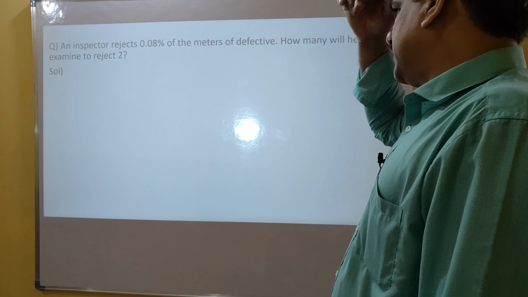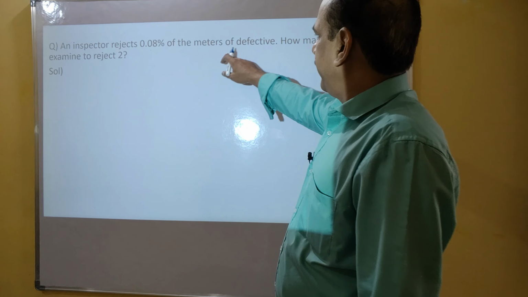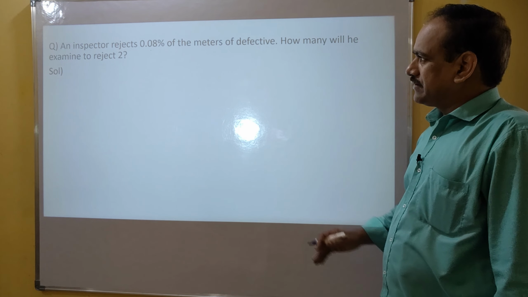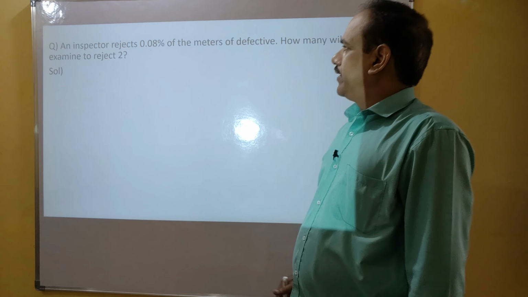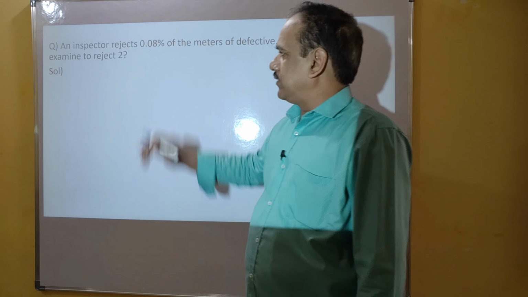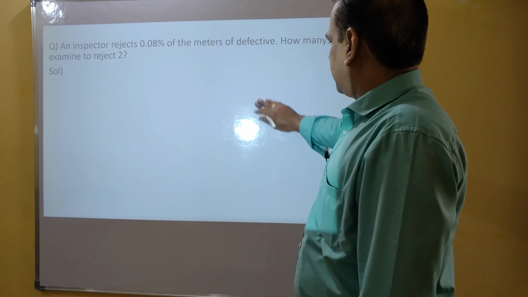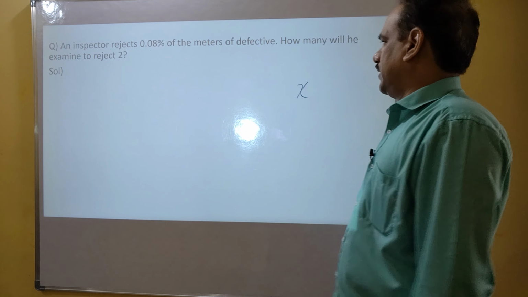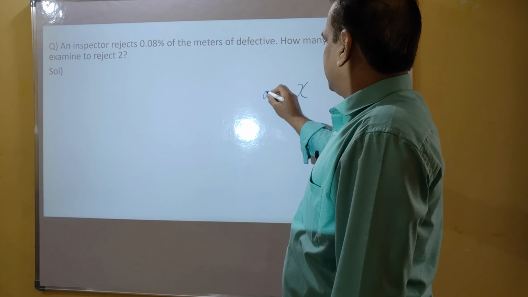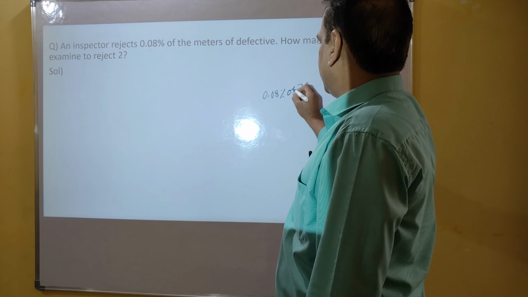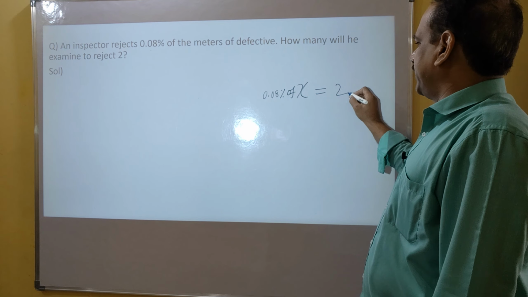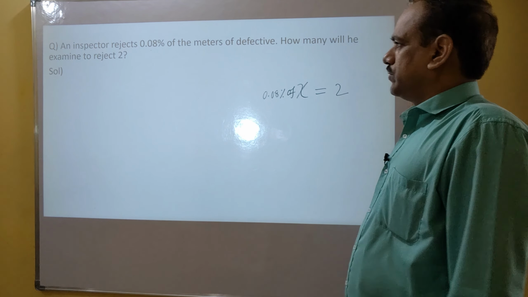An inspector rejects 0.08% of the meters as defective. So out of all defective meters, he rejects 0.08% of the meters which are defective. How many will he examine to reject 2? Suppose he examines x number of meters. Out of x, what is the percentage of defective meters? It is 0.08% of x must be defective meters. So he has to reject 2, that must be 2.